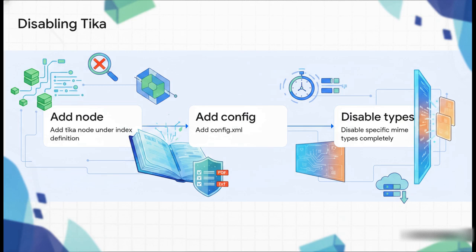Just add a simple Tika node under your index definition, pop in a config.xml, and disable those specific MIME types. Or, disable it completely using include property types. Doing this is going to save you massive amounts of hardware usage, speed up indexing workflows like crazy, and seriously shrink your index size. It's a huge performance win if you don't need full-text document search.